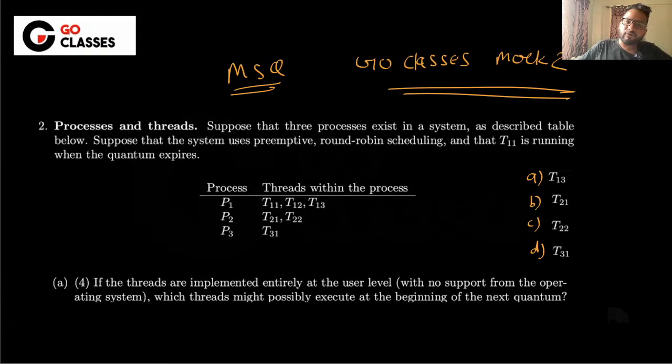See, they are saying that T11 was running and the quantum expired. Now, which one is likely to run, possibly execute? Can you execute T12? If T11 was running, it means that for the kernel, this was just one process. Then it cannot schedule any other thread within this, because for the kernel, this whole thing is just one process. So it may run T21, maybe T22, maybe T23. But T12 or T13 cannot run if T11 just finished.